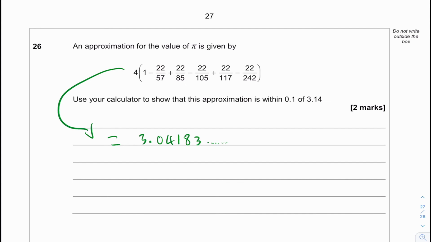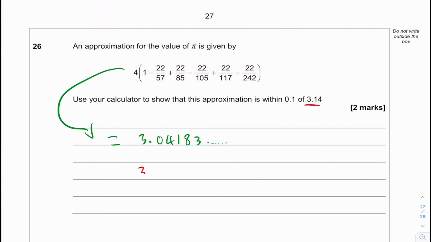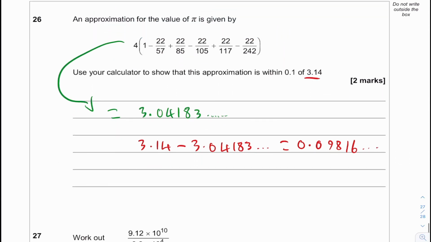Okay, so what I can then do is say 3.14 from this part of the question here, 3.14 take away our 3.04183 is equal to, so we just put 3.14 take away answer in our calculator, and this is equal to 0.098, and then I'll just put 16, and so on. So we can therefore say the approximation is within 0.1.